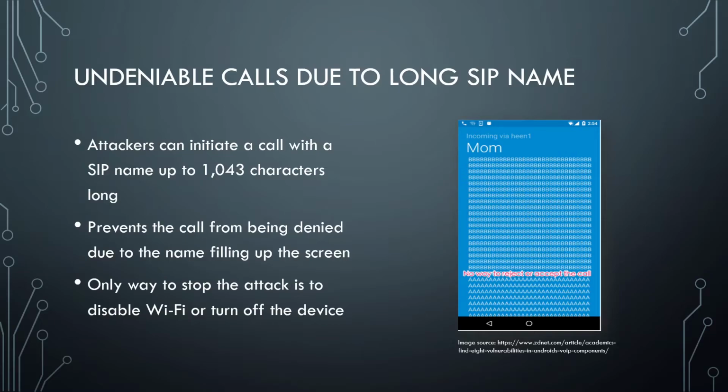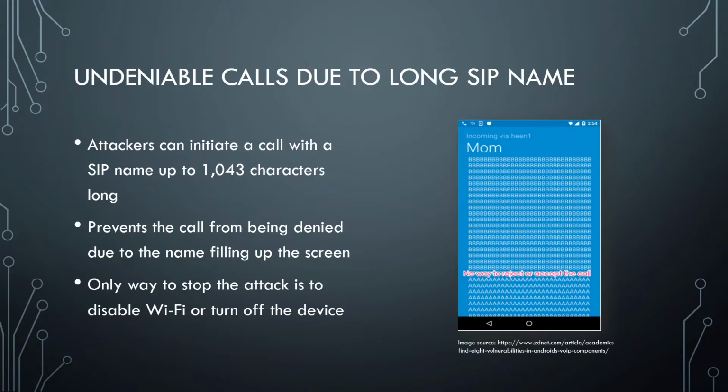The next one is undeniable calls due to long SIP name. With this vulnerability, attackers are able to initiate a call with a SIP name up to 1043 characters long. This prevents the call from being denied due to the name filling up the screen, as you can see from the example on the slide.